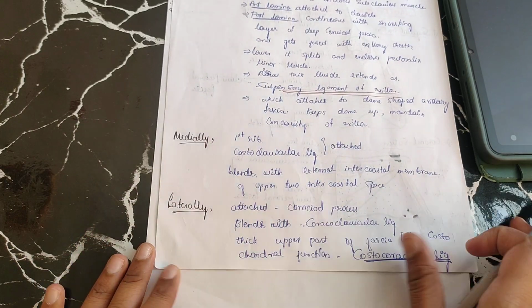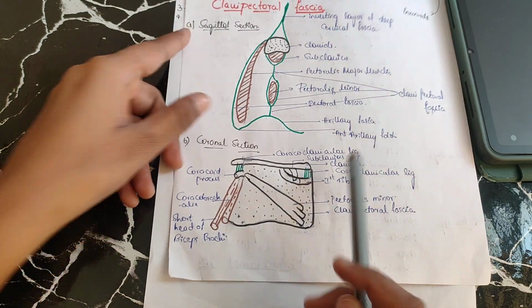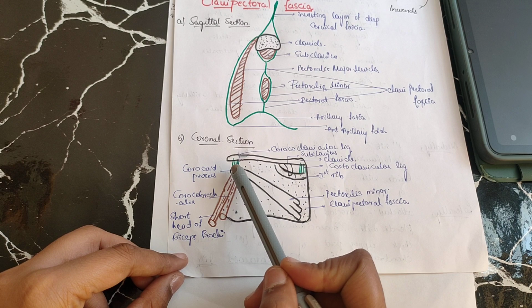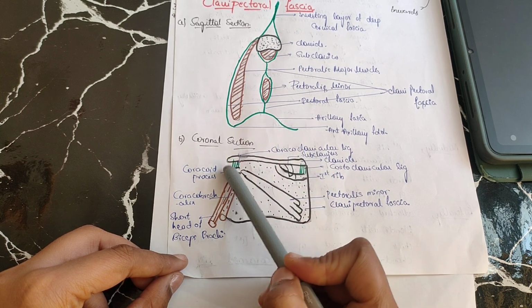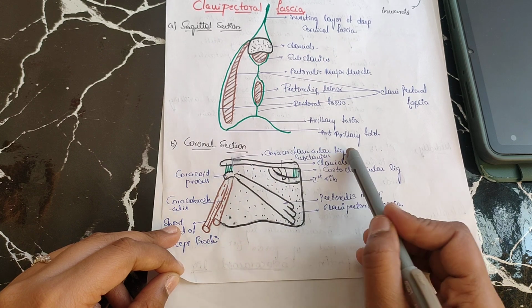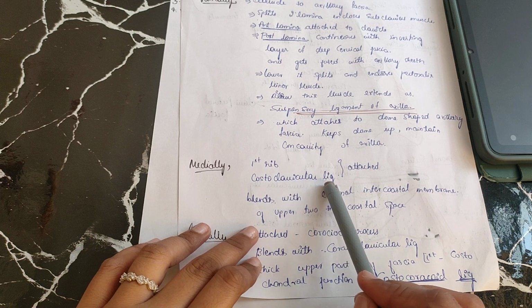Medially, it is attached to the first rib. As you can see, this is the medial side, this is the lateral side, it is attached to the first rib and costoclavicular ligament medially. Laterally, it is attached to the coracoid process and coracoclavicular ligament. Ligament from coracoid process to clavicle will be coracoclavicular ligament. Medially, it is attached to first rib and costoclavicular ligament.